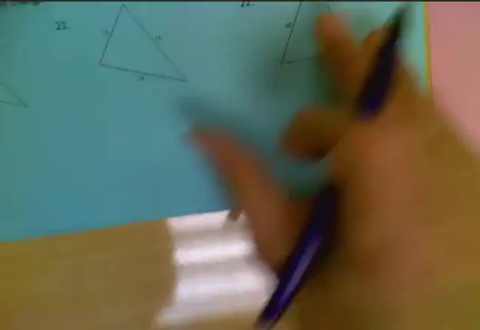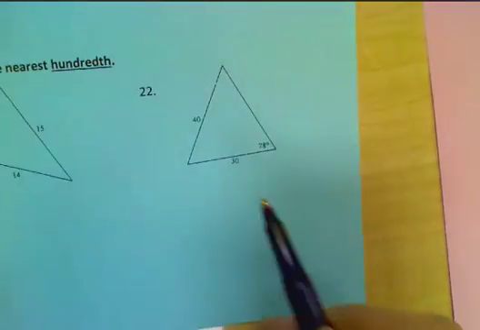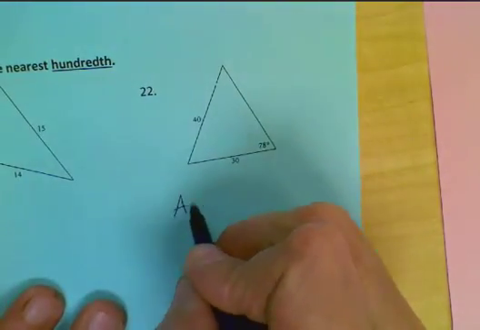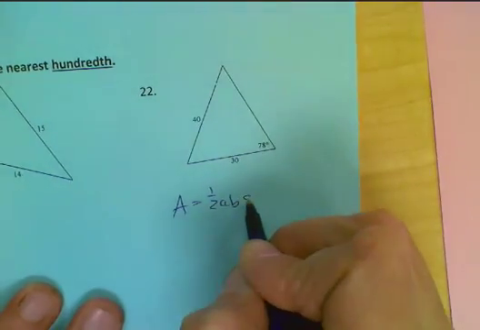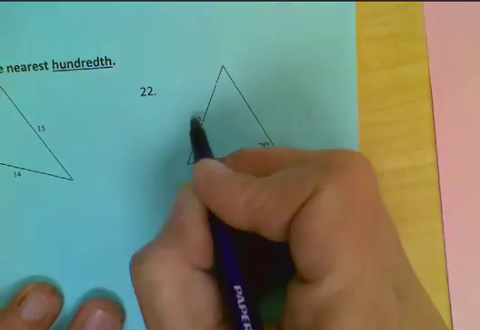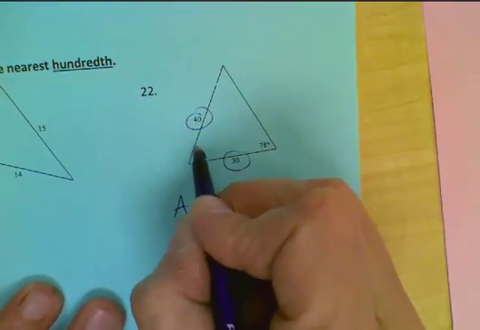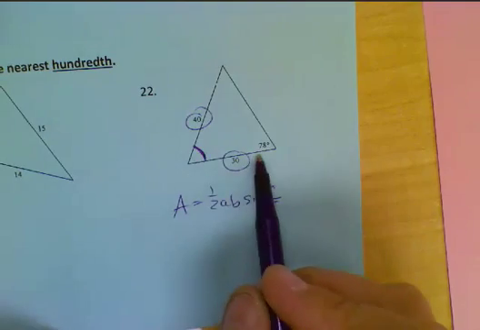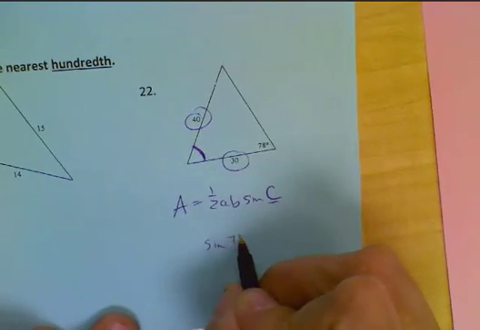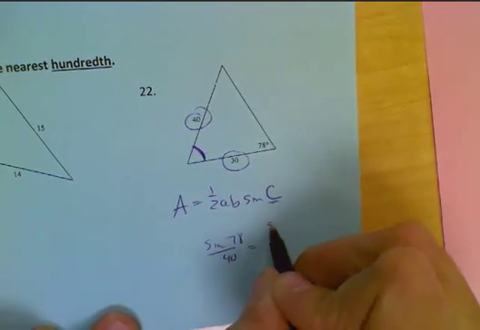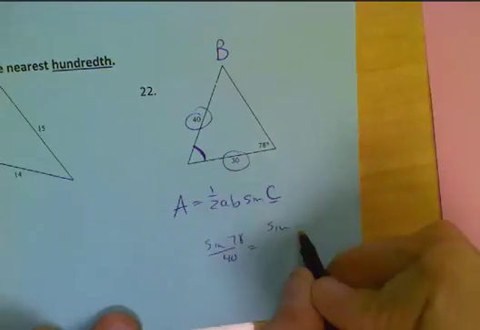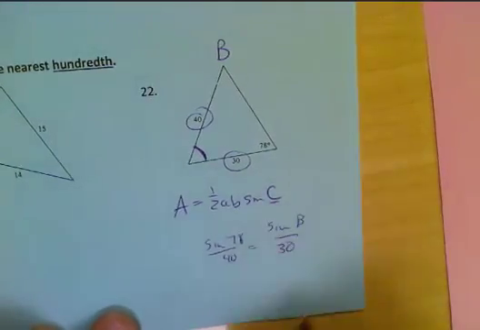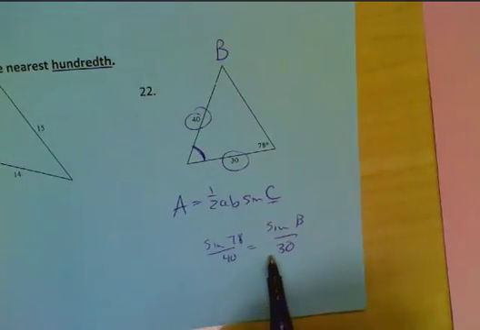That's really the only other thing I guess I could quickly mention on the back, just to make sure you're okay with this one. Make sure you realize on this one, if you're going to use A equals 1/2 ab sine C, you have to have the two sides and the angle between them. So to get the angle between them, you're going to have to use law of sines. You're going to have to say the sine of 78 is to 40 as the sine of, I'll call this angle B up here, angle B is to 30. You're going to have to cross multiply and solve for B.